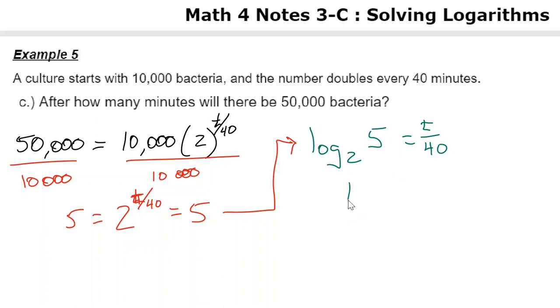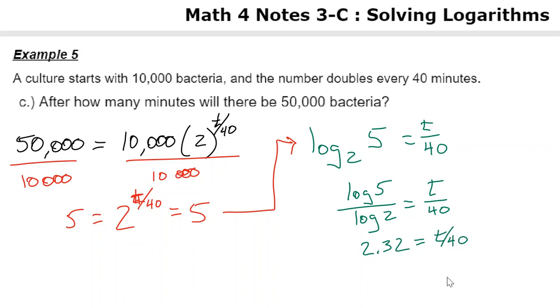Well, this I can rewrite as log 5 over log 2 equals t over 40. That's going to give me about 2.32. And I've got to multiply both sides by 40. I get 92.8. I might as well say 93. And those were minutes. So after 93 minutes, I'll have my 50,000.